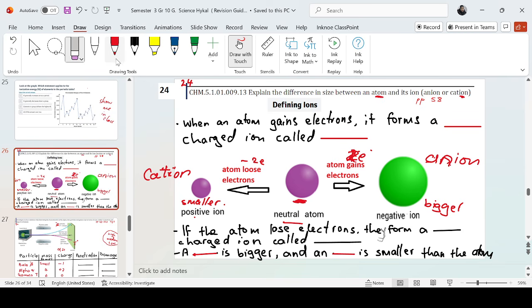Because it loses the minus, it forms a positively charged ion called a cation. Which one is bigger? Anion.